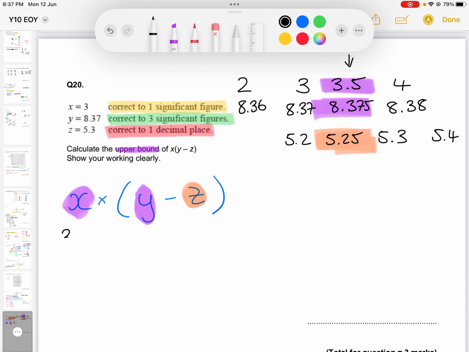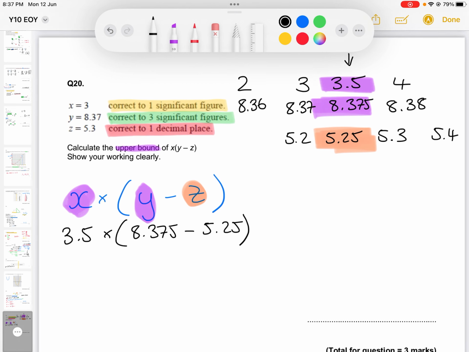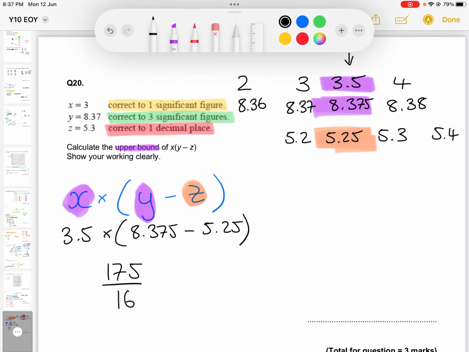I then substitute these numbers in and type it into the calculator, and I am going to get our upper bound. So that there will be the sum. When I type it into the calculator, I get 175 over 16. That's what the calculator will give me.